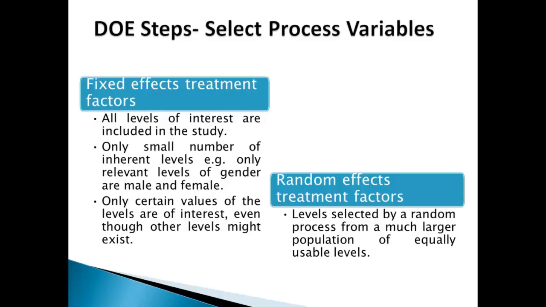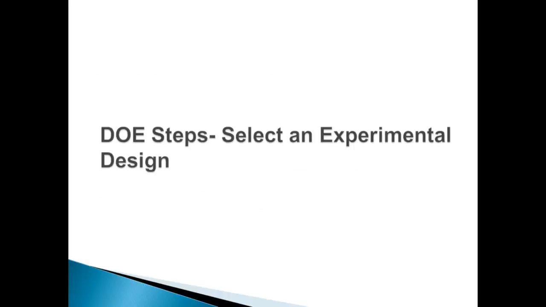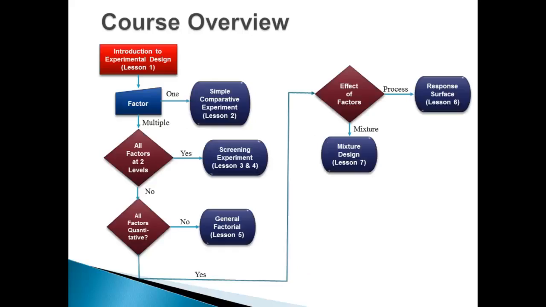We have the random effect treatment factors. Here, levels are selected by a random process from a much larger population of equally usable levels. Then we go on to select the experimental design. And that's the purpose of this course. We've just gone through the introduction to experimental design, and that's our lesson 1.